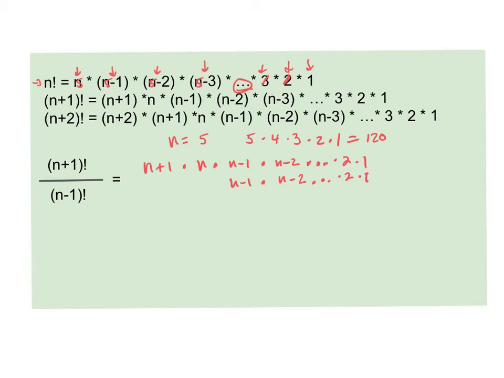Now, it doesn't really matter how many I have in between here, because notice that this is always going to match up with that. So I can cancel out my n minus 1 over n minus 1. I can also cancel out n minus 2 over n minus 2, and then everything that's in the middle will cancel out there. 2 cancels out, 1 cancels out. So at this point, the only thing I have left is n plus 1 times n, and that will be my final answer for simplifying that expression.